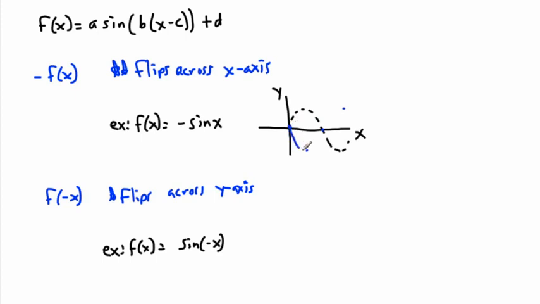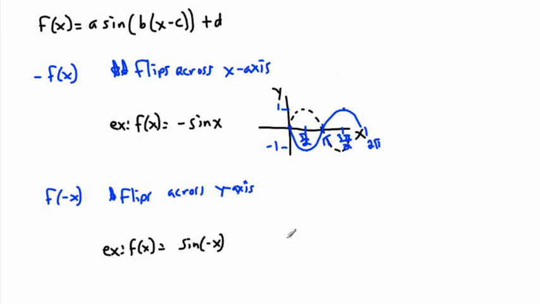In other words, we're going to have something like this. That'll be your function, where of course this is 1, this is negative 1, and this is of course 2 pi. As usual, this is pi over 2, and this is 3 pi over 2, just to show you how the graph goes. We can, of course, flip across the y-axis.